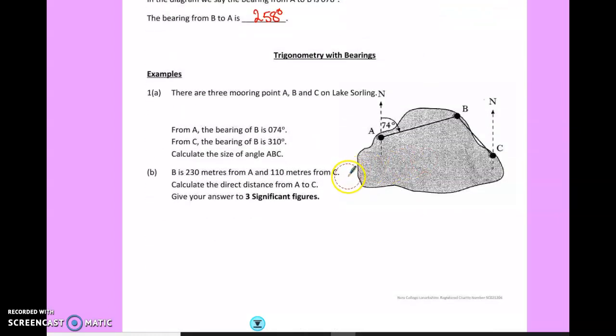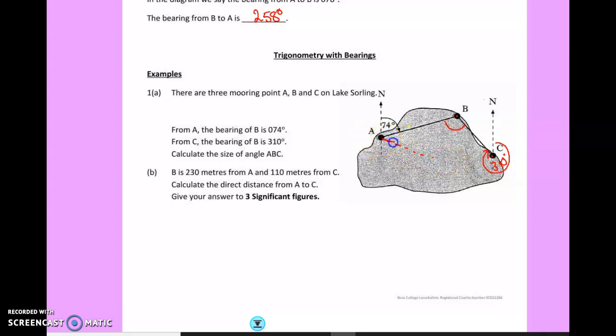First one, there are 3 moorings, points A, B and C on Lake Soling. So there's A, there's B, there's C. From A, the bearing of B is 74 degrees. From C, the bearing of B is 310 degrees. That means all the way around there is 310 degrees. And we want to calculate the size of angle ABC, which is this angle here. Okay, let's see if we can figure this out then.